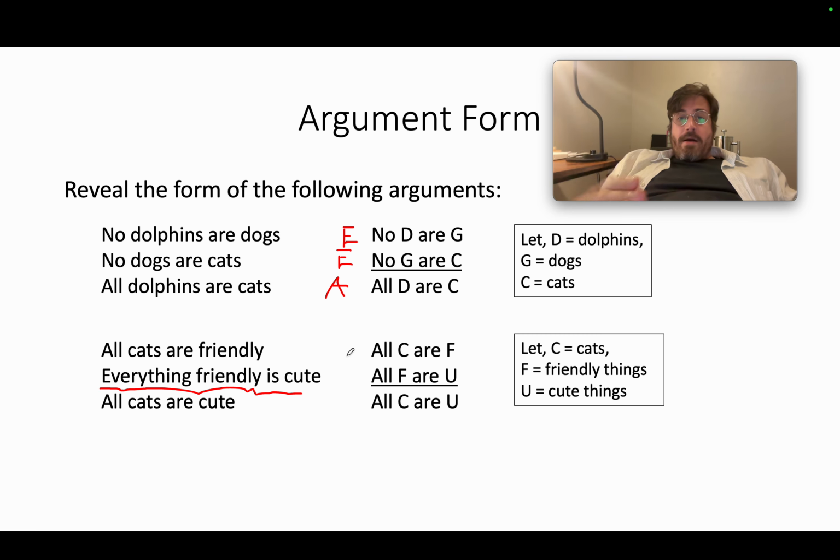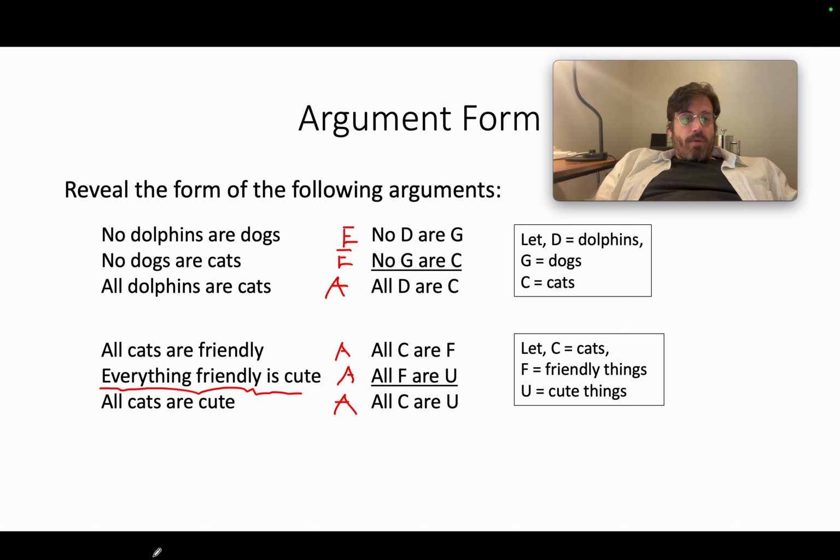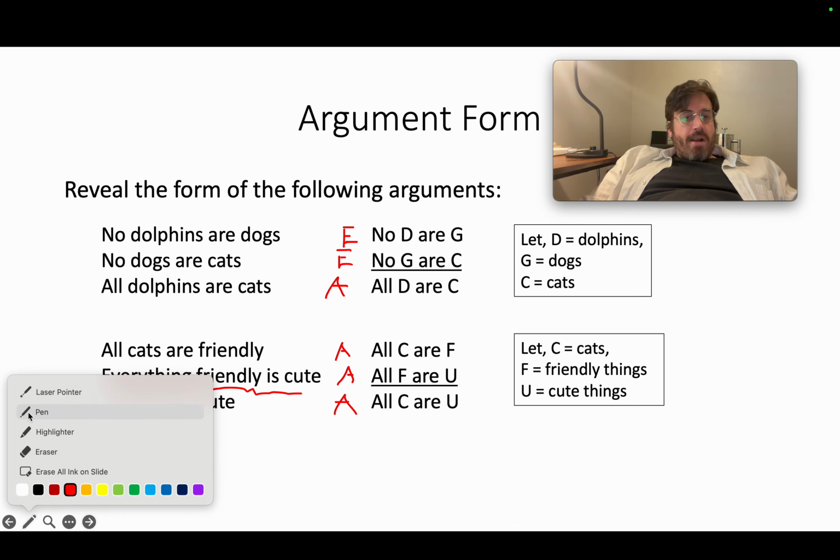So if we think about what category each of these premises are, our first premise you should be able to see as an A proposition again, where all C are F is a universal affirmative. The second premise is also an A proposition, all F are U, and again our conclusion, another A proposition. So all three sentences in the argument are universal affirmative. All right.